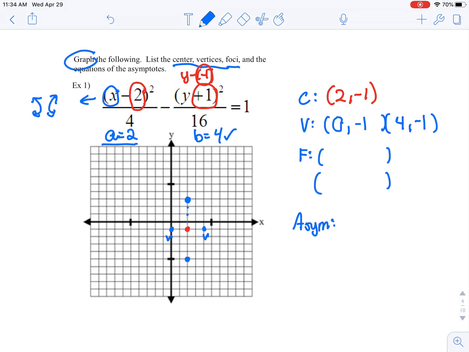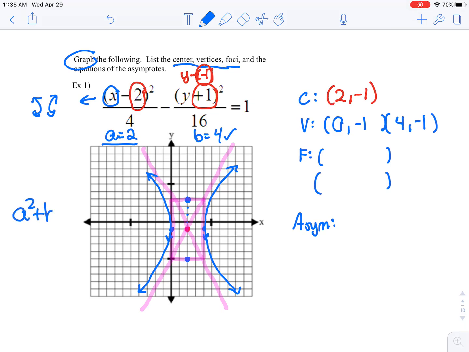These are our co-vertices, which I'm not actually going to identify, but we're going to use these to be able to now draw this rectangle connecting the vertices and co-vertices. We're going to draw the diagonals of that rectangle. These diagonals are going to become our asymptotes. And then we're going to use these asymptotes to actually come back and draw the branches of our hyperbola. We want to make sure that they are approaching the asymptote, so that's going to tell us basically how wide to draw them.